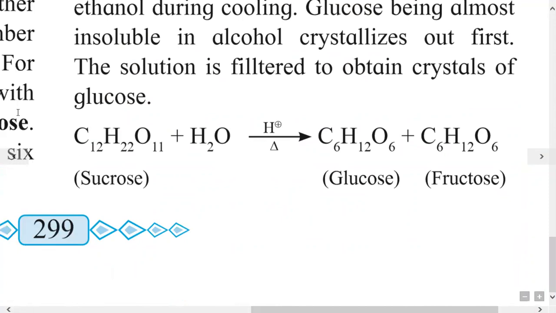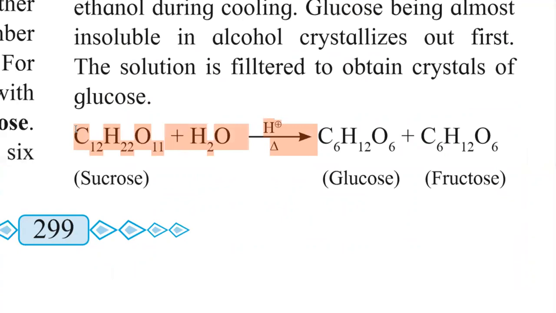So the chemical reaction equation is: C12H22O11 is the molecular formula of sucrose. It is an example of a disaccharide. When it is hydrolyzed using H2O in the presence of hydrochloric acid or sulfuric acid, then we get one molecule of glucose and one molecule of fructose.